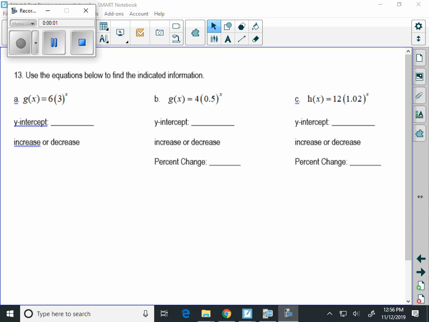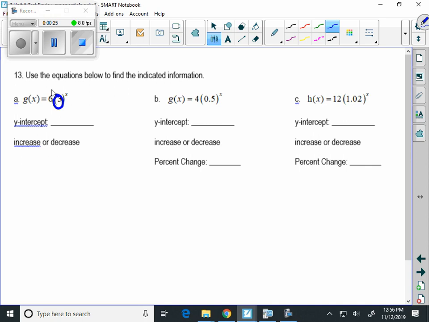It says use the equations below to find the indicated information. So first of all, on letter A, we want to find the y-intercept and whether this function increases or decreases. And the increase or decrease is actually the easier part to look at, because when we look at this value right here, if that value is greater than 1, it's going to be an increase.